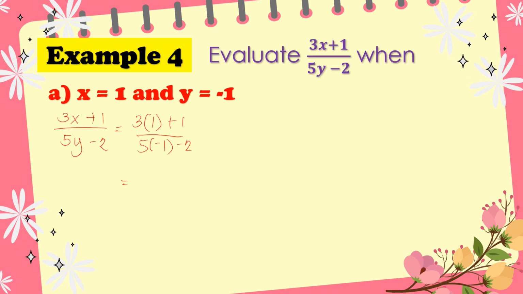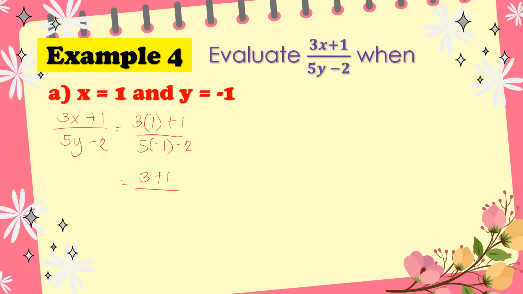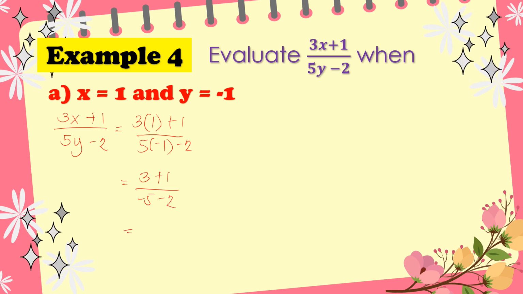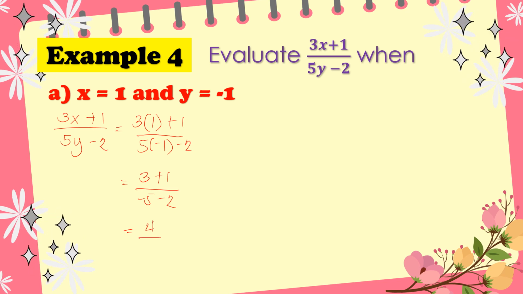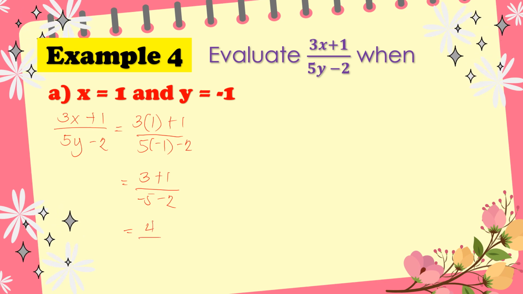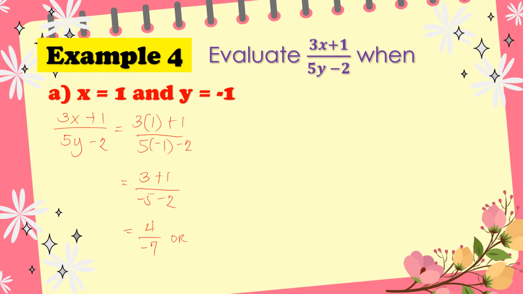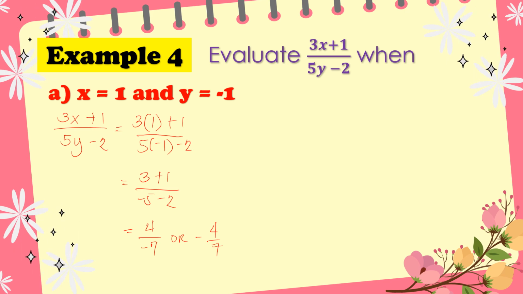So, 3 times 1 is 3 plus 1. And then, yung sa baba, 5 times negative 1, negative 5 minus 2. So, simplify further. 3 plus 1 is 4. And negative 5 minus 2 is negative 7. Or, parehas lang yan ng negative 4 over 7.